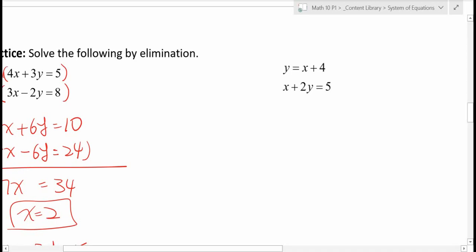So what do we do then? Well, when you are solving by elimination, you have to make sure you line them up properly, right? So meaning that's x, that's y, that's a number, right? So you have to turn the first equation into something like that.